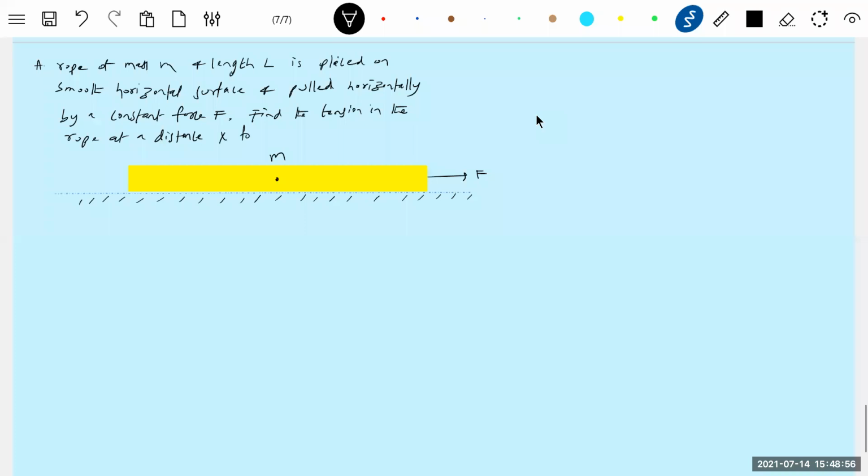The distance x from the right hand. I'm defining x equals 0, and this is x equal to L. Now it's asking to calculate the tension at a distance x here. Quite natural.